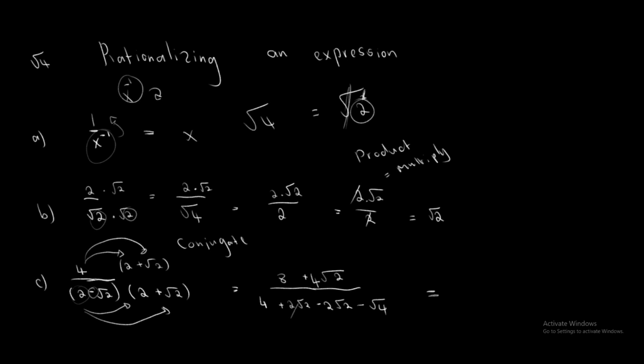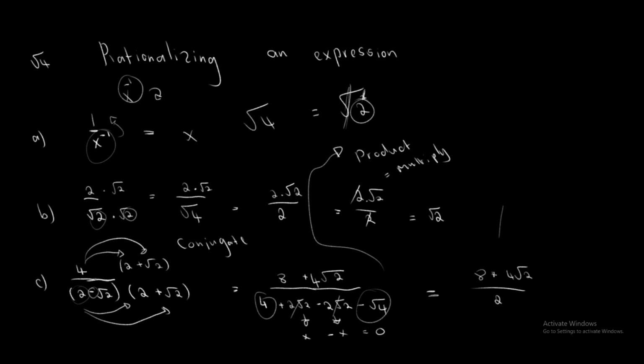Very simple. I can cancel out these two terms. If I set these ones equal to x, I get x minus x, which is equal to 0. But in this case, we just have 2 square root 2 minus 2 square root 2, which is also 0. And the square root of 4, as we've learned earlier, would be 2. So my final answer would be 8 plus 4 square root 2 over 4 minus 2, which is 2.